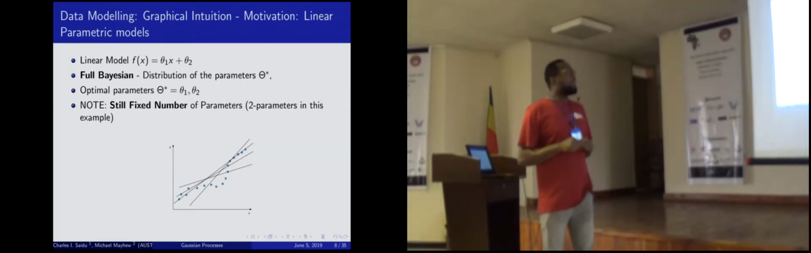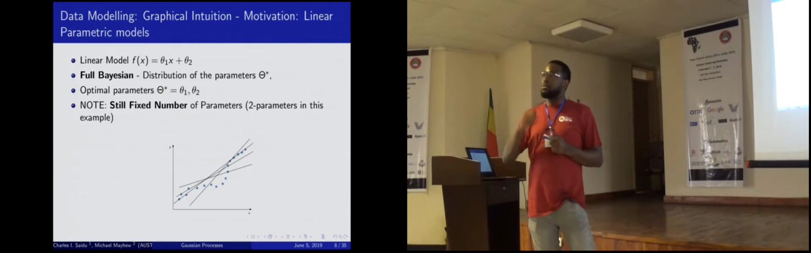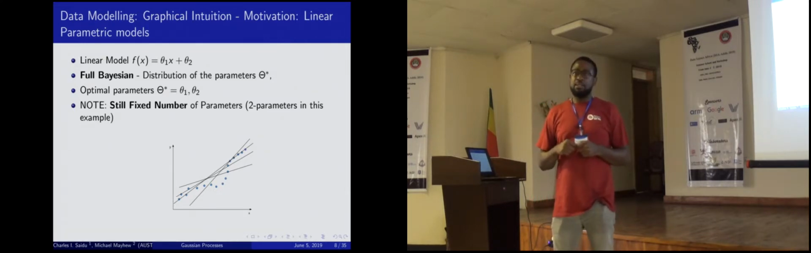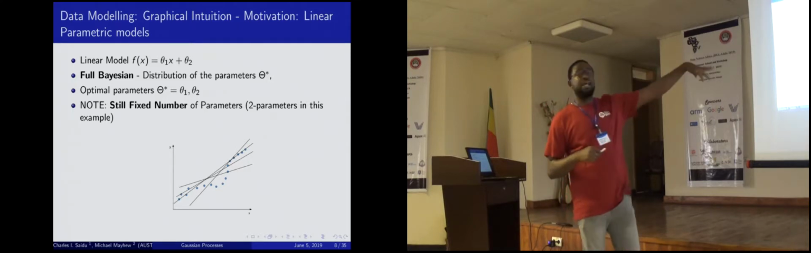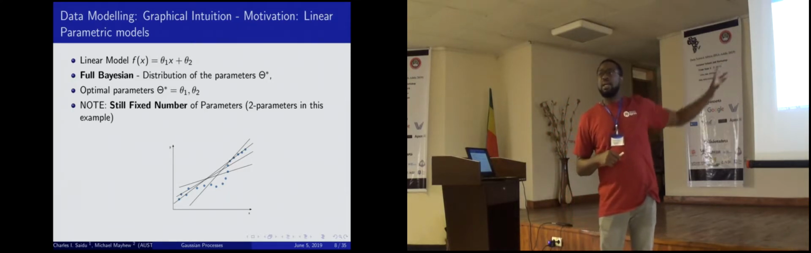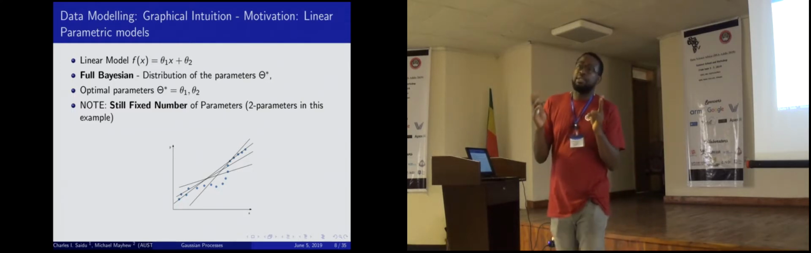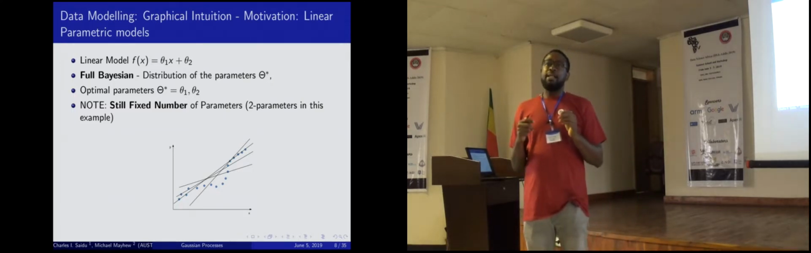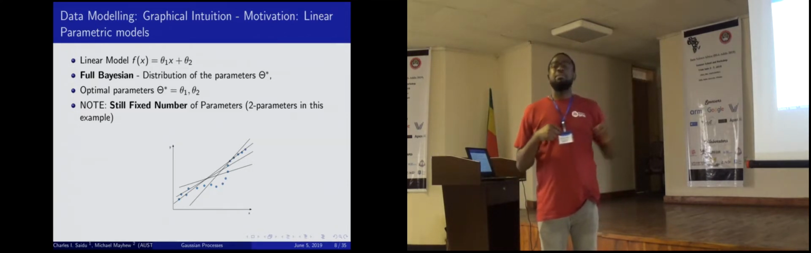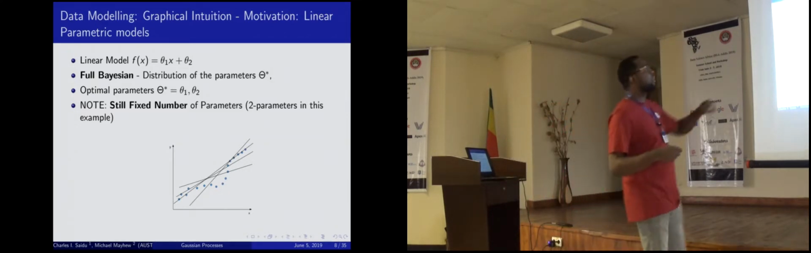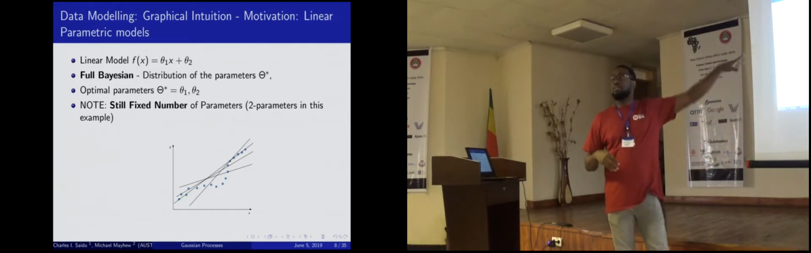Now, we may decide that what we want is not a fixed estimate of those parameters, but a distribution around the parameters. So intuitively, what that means is we have several lines that try to describe the data. But the notion is we have just two parameters. And if we do the full Bayesian approach, what we're doing is trying to estimate a possible range of theta 1 and a possible range of theta 2, given the distribution of the lines that you see there.